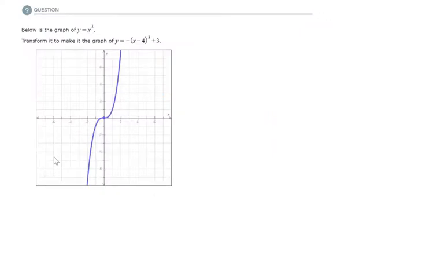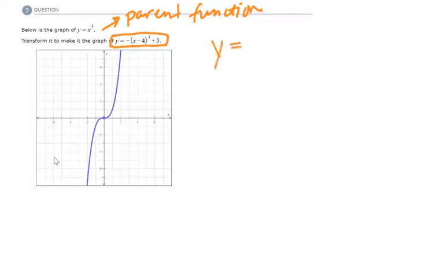The example we're going to look at is going to be applying transformations to a graph that is a cubic. So they tell us that below is the graph of y equals x to the third. So that's graphed in blue. This is giving us our parent function. Okay, so they gave us a graph of the parent function. We're going to transform it to make the graph of y equals negative (x minus 4) to the third power plus 3. So what we want to think about is how do we get from here to here?